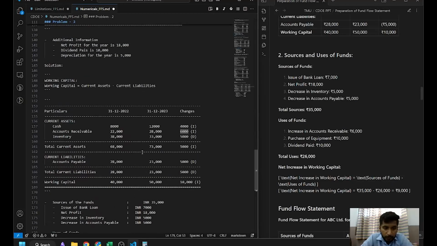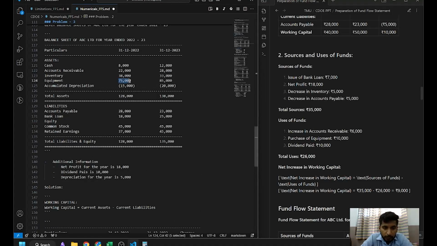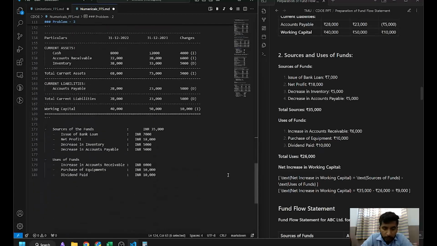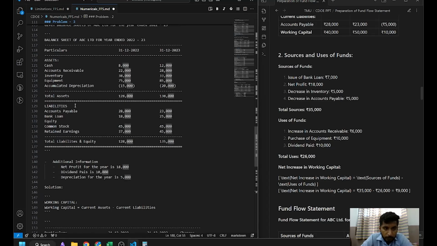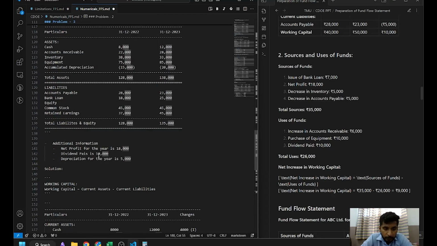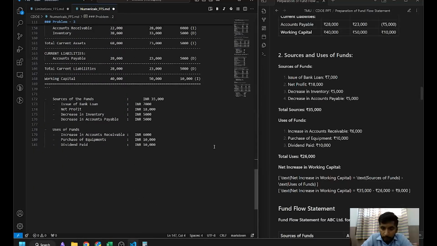Increase in the accounts receivable. You can see the accounts receivable increased by 6,000. Purchase of the equipment. Equipment increased from 75,000 to 85,000. That means there has been a 10,000 purchase. Then dividend paid. It is given that the dividend has been paid for rupees 10,000. So everything was given in the question. Making my total uses of funds as 26,000.